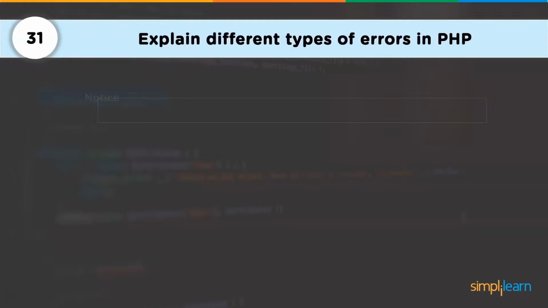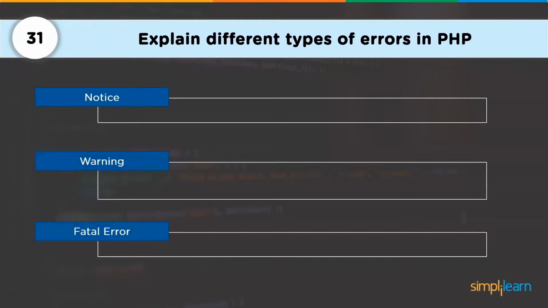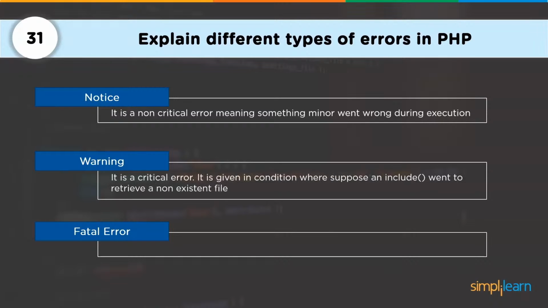Now PHP consists of mainly three errors: notice, warning, and a fatal error. Now notice is a non-critical error, which means that something minor went wrong during execution and a lot of times you just don't pay attention to it. A warning is a critical error. Now it is given in a condition where, suppose, an include function that we just discussed in the previous question went to retrieve a non-existent file. So suppose you use an include function and the file does not exist, it will display a warning.